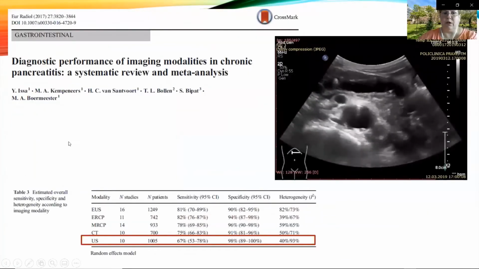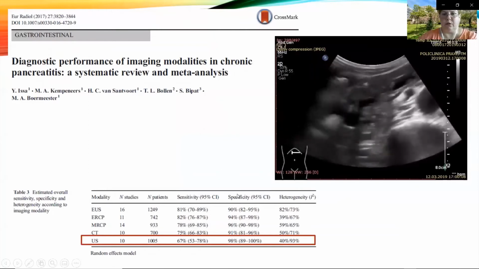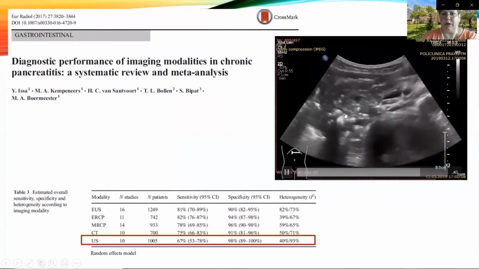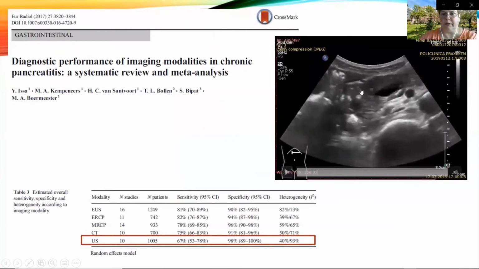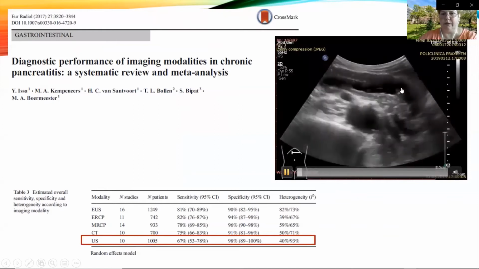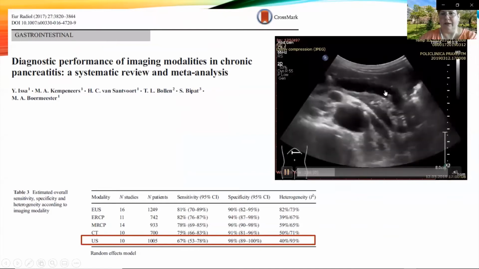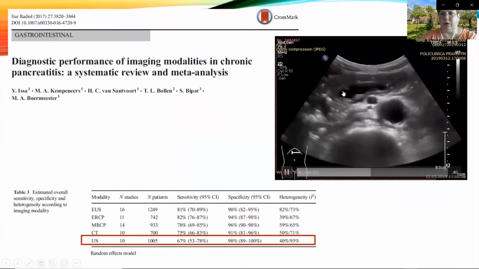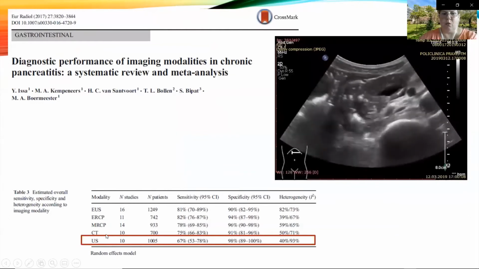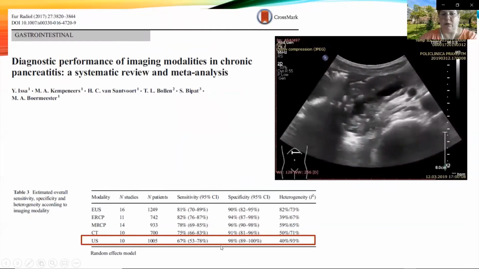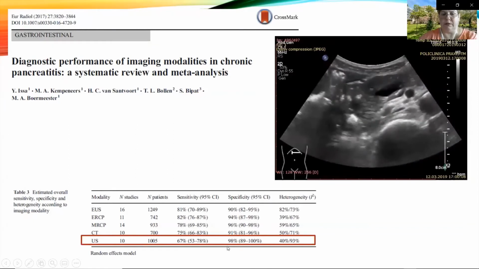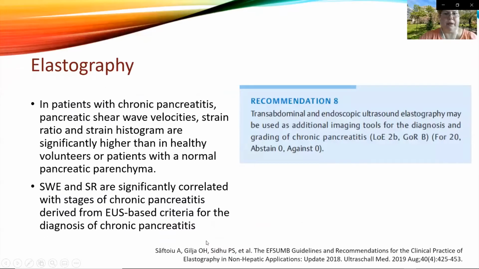The same results were proved also by a systematic review and meta-analysis. Here you have an image of a patient with chronic pancreatitis with calcification in the head of the pancreas and a dilated, irregular pancreatic duct, also with calcification. When you have these elements, they are quite specific, 98% specificity for ultrasound, but again, it lacks sensitivity.